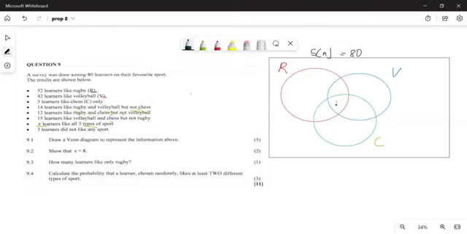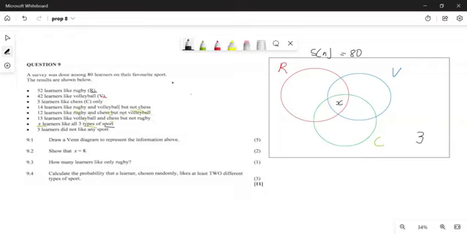In the middle, we have X. This is people who like all 3 sports. And then they say 3 learners didn't like any sport. So the people who didn't like any sports, we're going to put them outside here. There are 3, those ones. I will still find them.